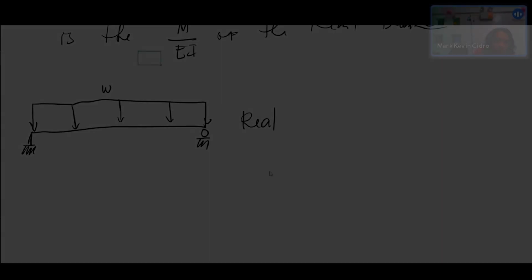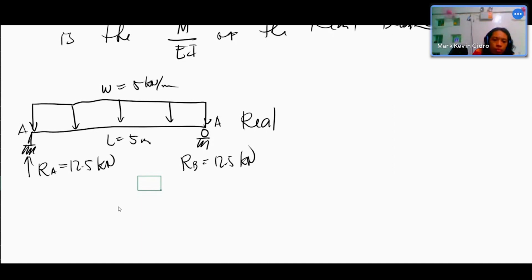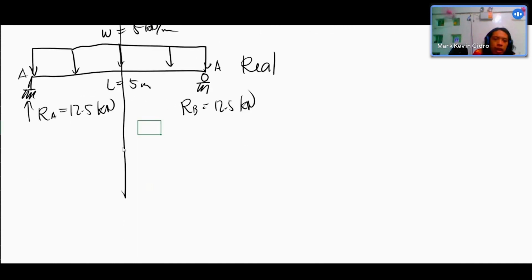Example: if your span is 5 meters and your W is 5 kilonewton per meter, the reactions: your RA is equal to 5 times 5 over 2, this is 12.5 kilonewton. Your RB is equal to 12.5 kilonewton as well. This is your point A and point B. Then set up your reference axis and draw your moment diagram. This is 12.5 times 2.5.